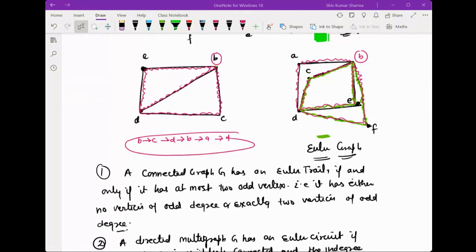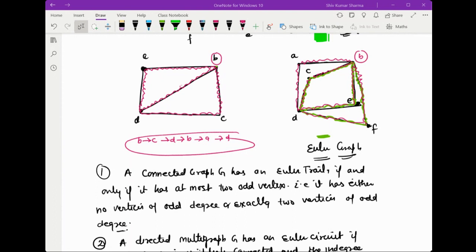So visit, that means our restriction is on visiting the edges. We visit every edge exactly once, but we have no restriction on vertices. So vertices may be repeated. Remember this: we visit every edge exactly once, but vertices may be repeated in an Euler graph. These are examples related to the Euler graph, and some points you can understand.